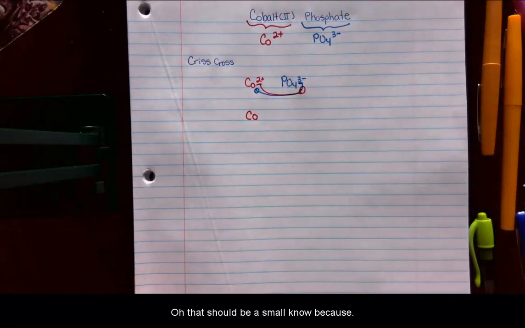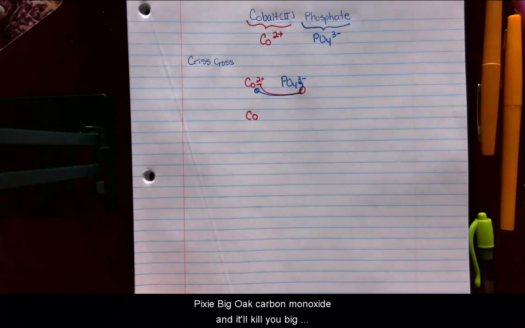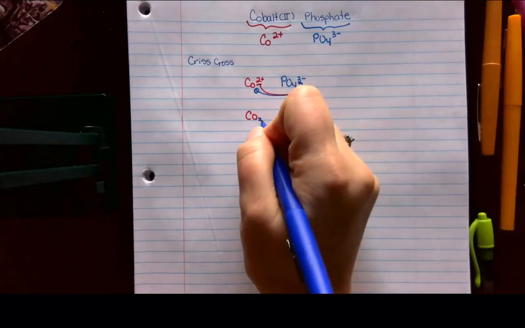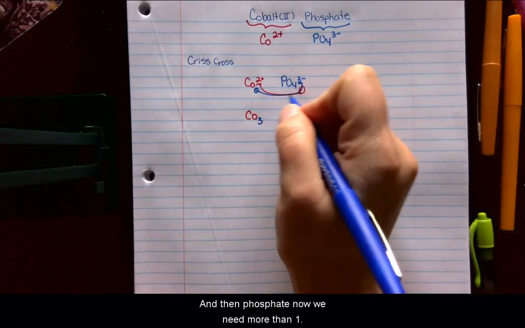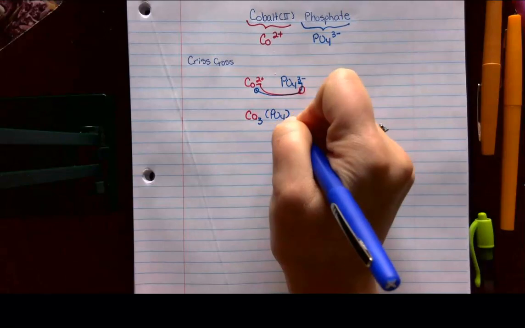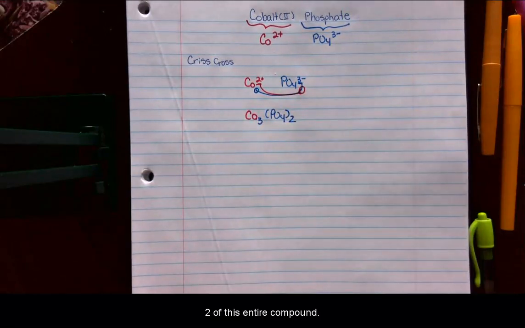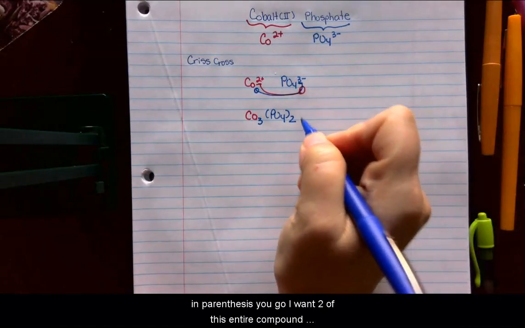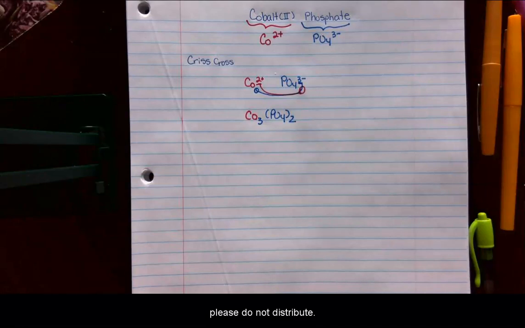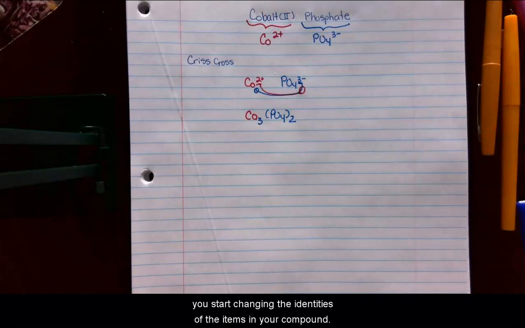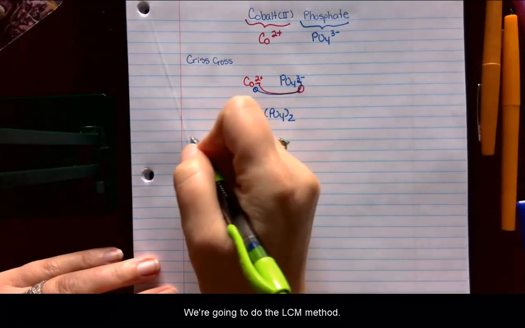Co, and that should be a small o, because big C, big O, carbon monoxide, and that'll kill you. Big C, little o, cobalt, a pretty blue stone. 3, and then phosphate. Now, we need more than one of this compound, so we're going to go ahead and put it in parentheses because we want 2 of this entire compound. The parentheses are like a copy mechanism. You put it in parentheses and you go, I want 2 of this entire compound. Please do not distribute. That will make bigger problems for you because you start changing the identities of the items in your compound. We're going to do the LCM method.